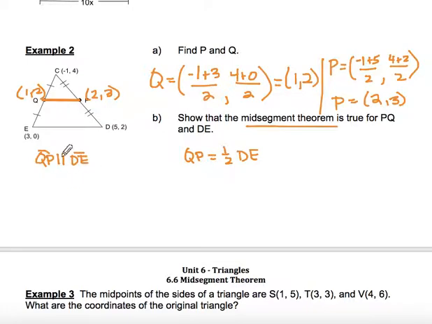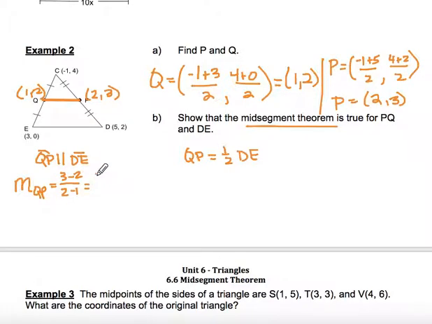So to figure out if they're parallel, I need to find the slopes. So the slope of QP, I'm going to subtract my X values and my Y values. So Y2 minus Y1 over X2 minus X1.